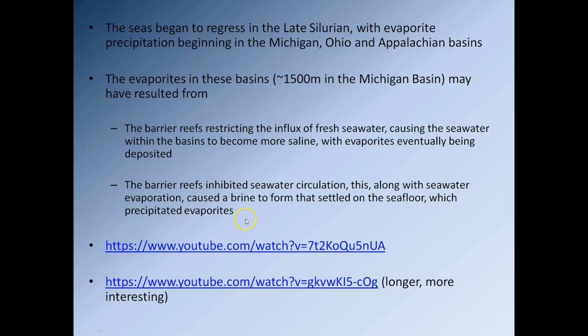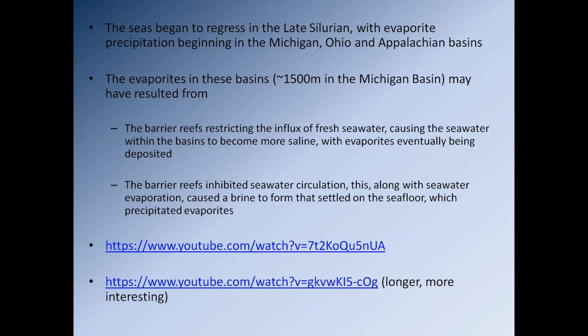So the sea begins to regress in the late Silurian, with evaporite precipitation beginning in the Michigan, Ohio, and Appalachian basins. As the sea begins to regress, essentially the basin itself begins to become cut off. This means you end up with an isolated body of water in a hot environment, and so you begin to get the formation of evaporites. The evaporites in the Michigan Basin form a layer that's approximately 1,500 meters thick, so 1.5 kilometers, give or take a little bit.